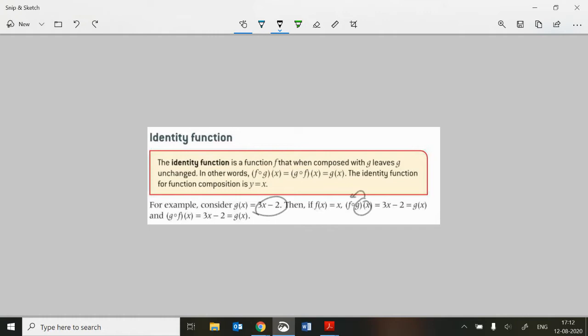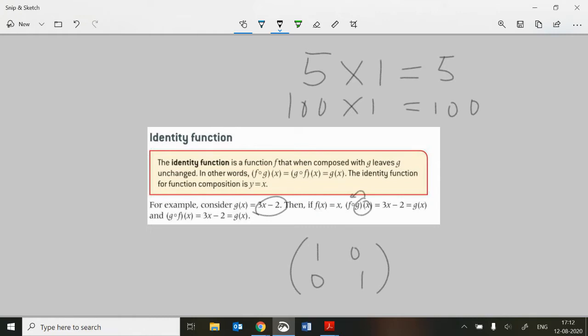Now, what we're really talking about here is building up the system of functions and our understanding of the algebra of functions, if you like. So, for example, in multiplication, we have an identity operation. If we times 5 by 1, we get 5. If we times 100 by 1, we get 100. So that's the identity operation in this case. Likewise, with matrices, you'll have 1, 0, 0, 1. That's the identity matrix. That's going to leave any x, y matrix as x, y. So identities exist in lots of systems in mathematics.